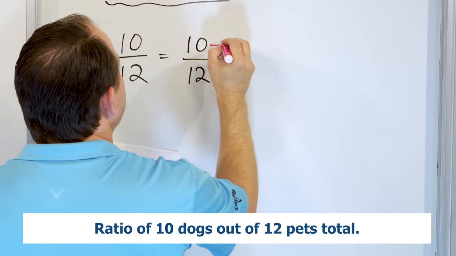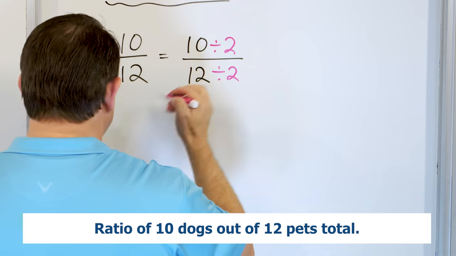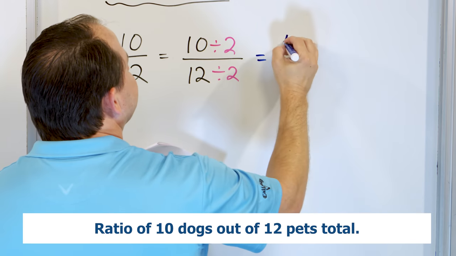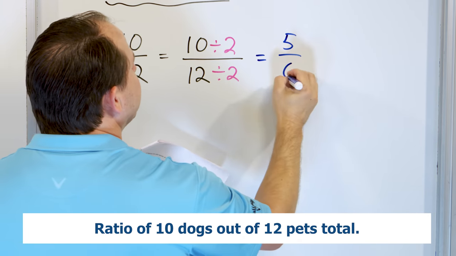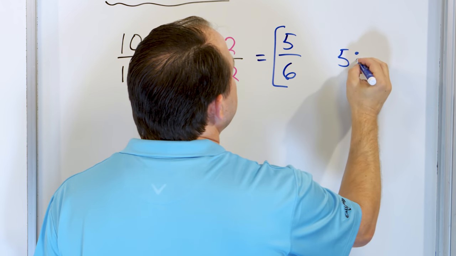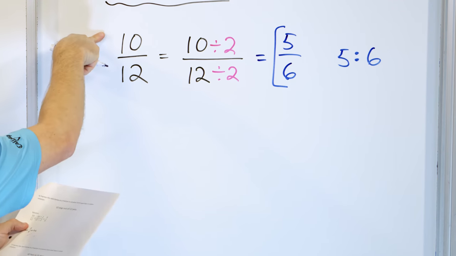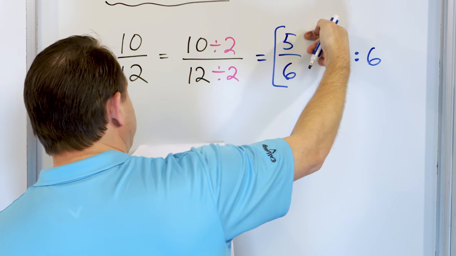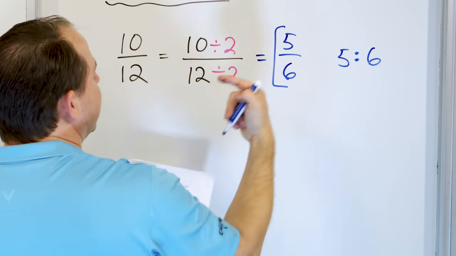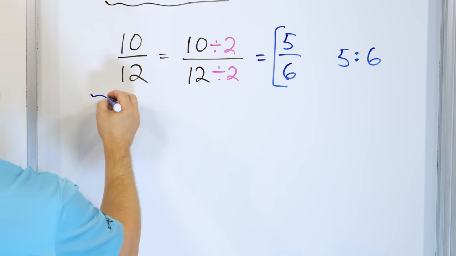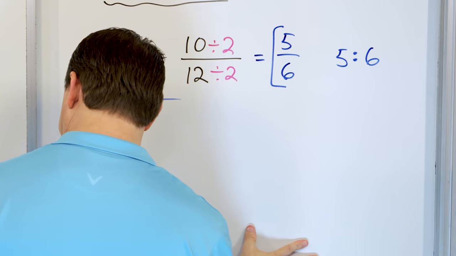And we can divide the top by 2 and the bottom by 2, and then that will simplify. 10 divided by 2 is 5, and 12 divided by 2 is 6. So the simplified ratio is 5/6, or 5 compared to 6. So if I had 10 dogs out of 12 pets total as the ratio, that's the same as 5 dogs out of 6 pets total as a ratio. This captures the same relationship between the two populations that we're talking about.